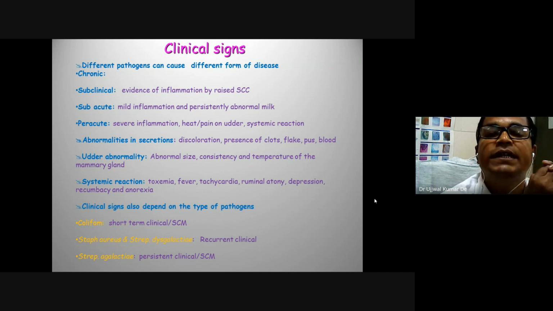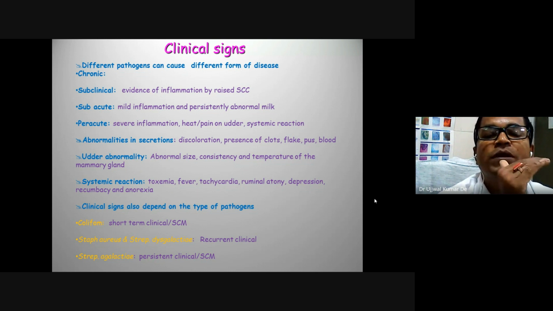Somatic cells are the cells which are infiltrated from the blood during the process of milk synthesis. What kind of cells? These are mostly neutrophils or polymorphonuclear cells, then macrophages, lymphocytes, and epithelial cells. These four groups of cells are collectively known as the somatic cells in the body. And we will discuss the threshold level of the somatic cells in later slides.